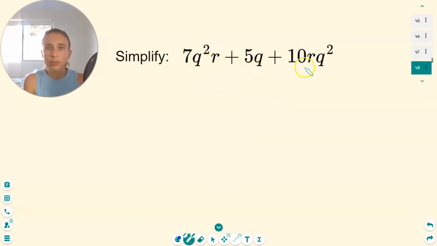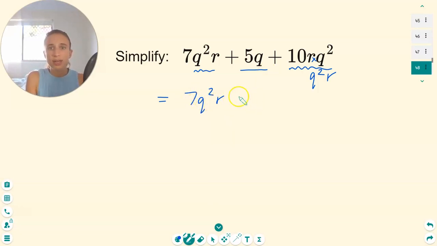7q squared plus 5q plus 10rq squared. Okay, we can only add or subtract like terms. Now let's check if these are like terms. Well, q squared, and q squared r, I could also write that as q squared r, right? These are indeed like terms, but the q on its own, that is just going to remain on its own. So we'll just underline that straight. So we can always group the terms if we want: 7q squared r plus 10q squared r. I can rename it q squared r if I want. It's all the same. So that's my collecting like terms step.